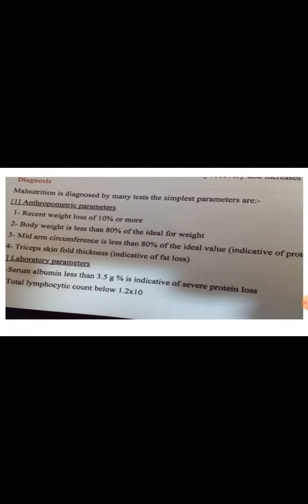How to assess the patient pre-operatively for malnutrition? Loss of more than 10% of the body weight in the last 3 months is indicative of malnutrition. Pre-albumin level, not albumin level. A pre-albumin level less than 2 milligrams per deciliter is indicative of severe protein loss. TLC, total lymphocytic count, below 1.2 is indicative of malnutrition pre-operatively.